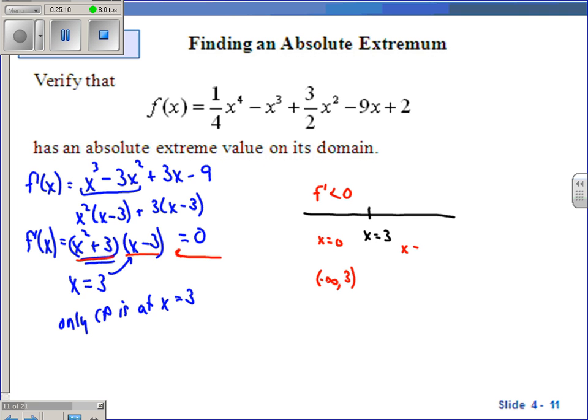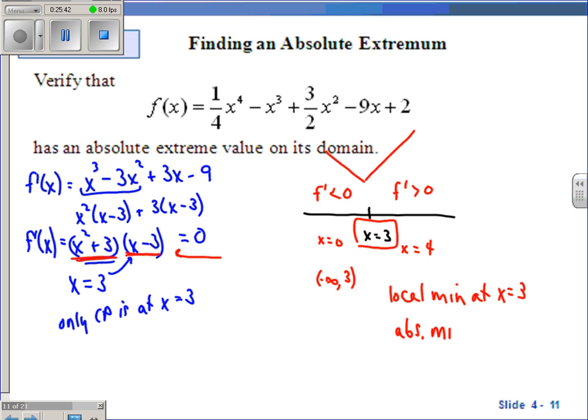If I pick something like x equal to 4 and plug into the derivative, x squared plus 3 is positive, 4 minus 3 is positive, so I know that the derivative is positive here. So the function is decreasing to the left, increasing to the right. I have exactly one local extremum. It's actually a local minimum because it's decreasing to the left and increasing to the right. So I have a local minimum at x equals 3. And I know it's got to be also an absolute minimum at x equals 3, because it can't turn around again if that's the only local extremum.